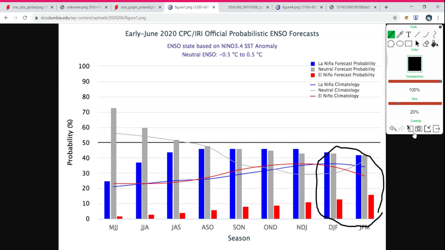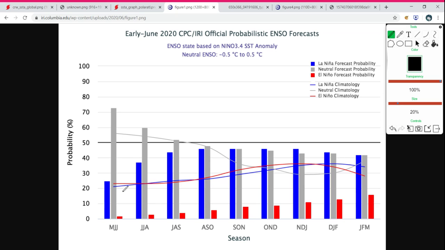What does this mean? What does JFM mean, or ASO, or MJJ? Well, those are just abbreviated months: May, June, July; July, August, September; August, September, October; September, October, November, and it goes forward by 1 month in a 3-month period.